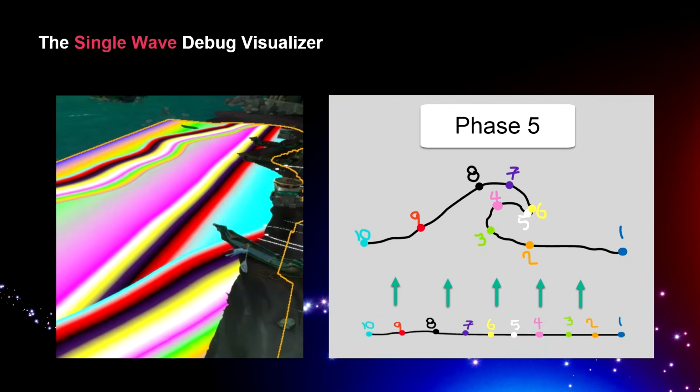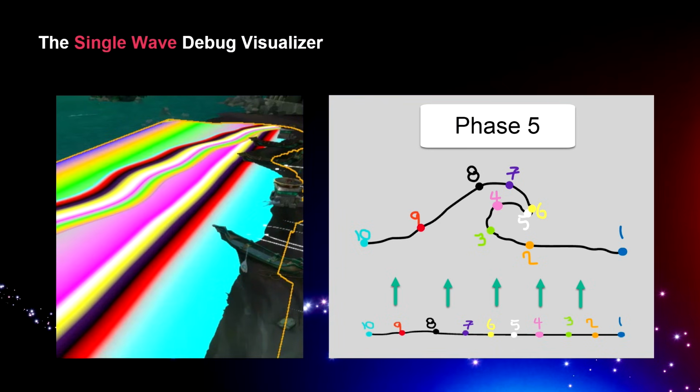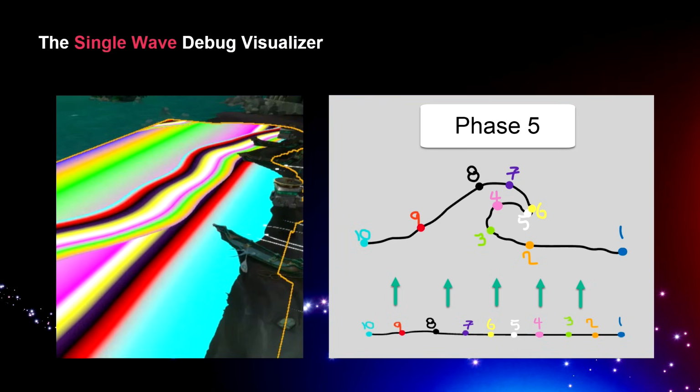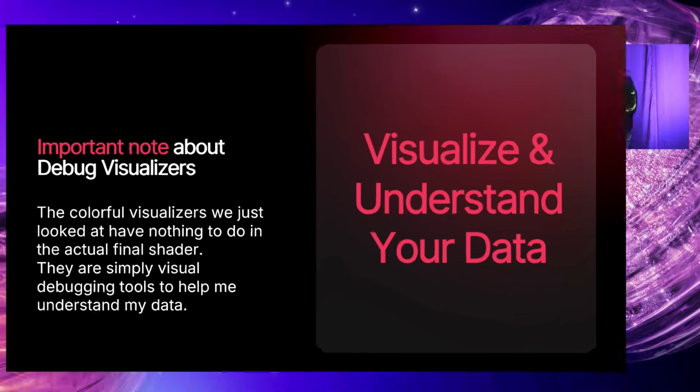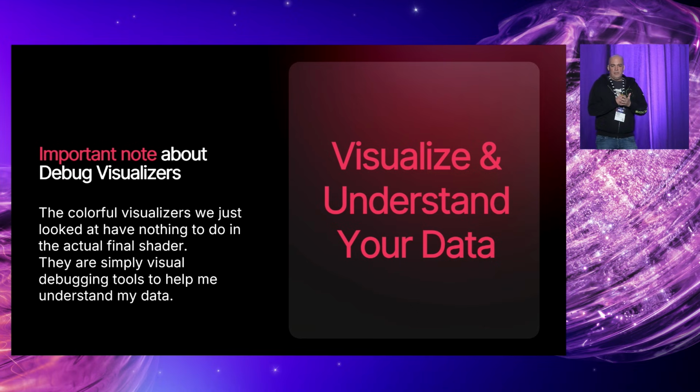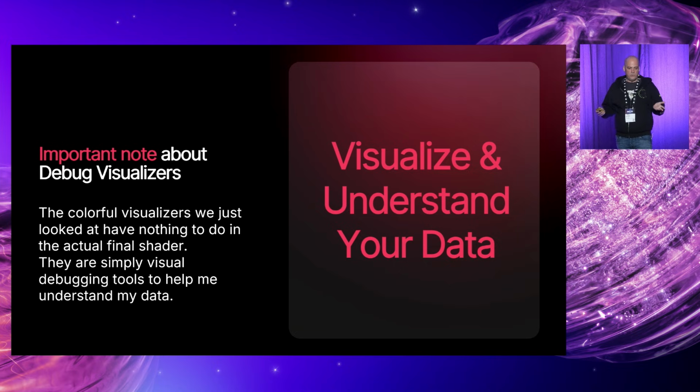That's awesome, but we've done a lot of stuff, and now just before we move on to the phase shaping section, I just want to make it very clear that the colorful visualizers that we just looked at really are just that. They're visualizers, and they actually don't have anything to do in the final shader. So it's not like colors driving weird magical things in my shader. It's really just to help me visualize what is going on in my shader.